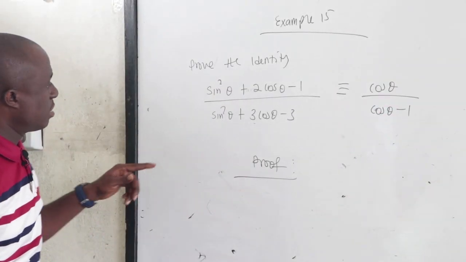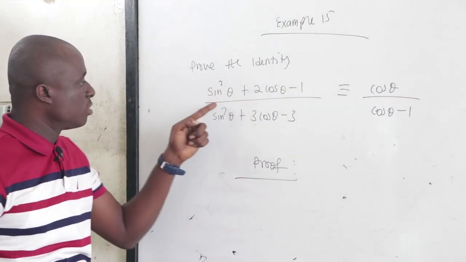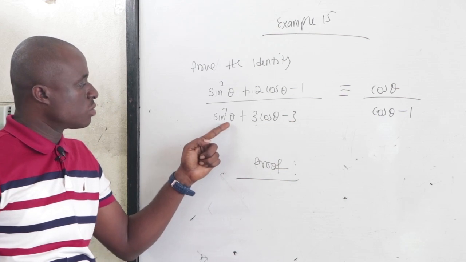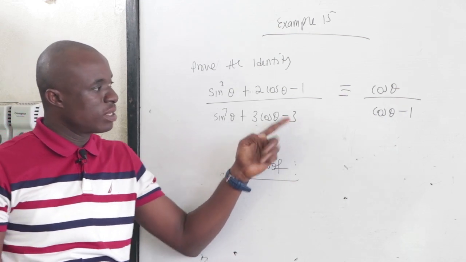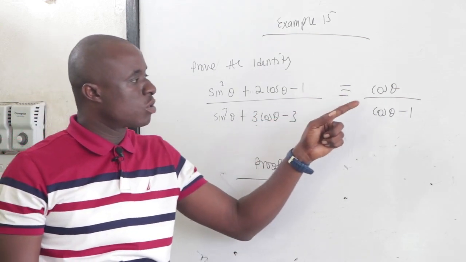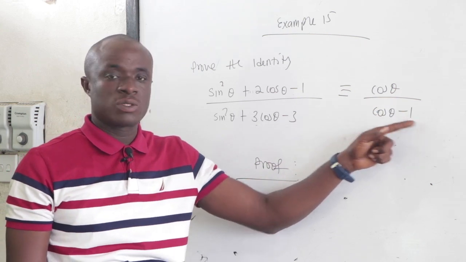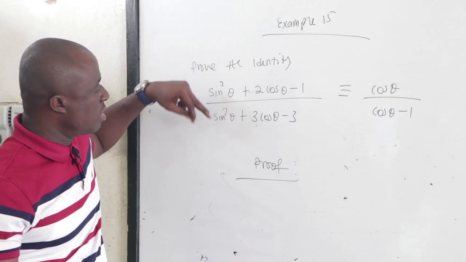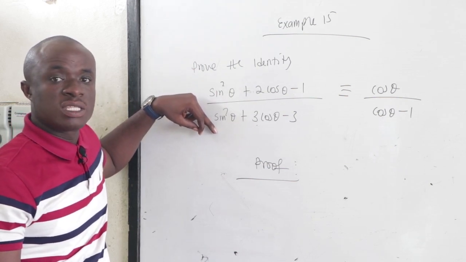Now let's see this. It says that we should prove the identity sine square theta plus 2 cos theta minus 1 all over sine square theta plus 3 cos theta minus 3 is equivalent to cos theta over cos theta minus 1. Now, it is telling us that our numerator should be in terms of cos. Our denominator should also be in terms of cos.